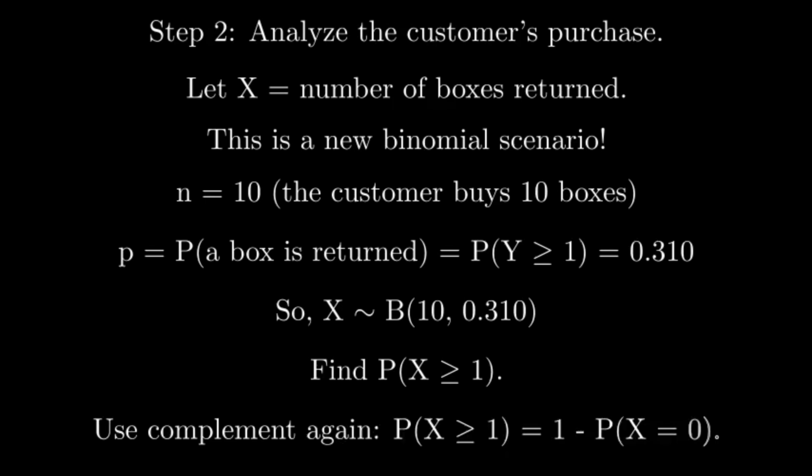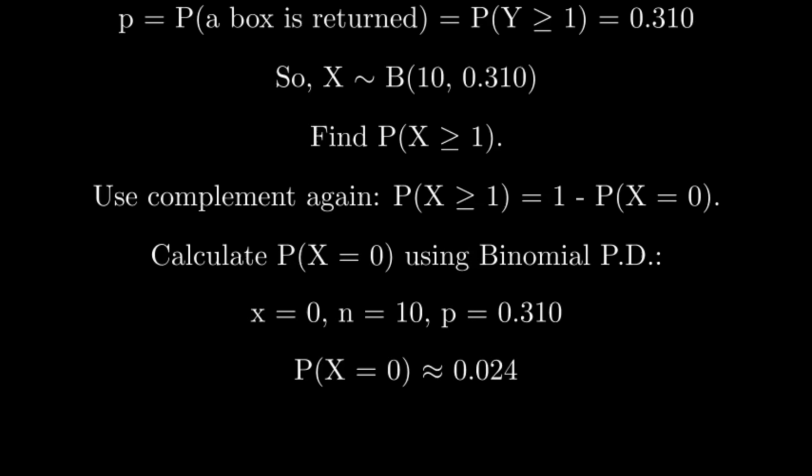And once again, the easiest way to find this is with the complement rule: 1 minus the probability of returning 0 boxes, P(X = 0). We use our binomial PD function for this new distribution. With x equals 0, n equals 10, and our new p of 0.310, the calculator gives P(X = 0) as approximately 0.024. So the final answer is 1 minus 0.024, which is 0.976. There's a 97.6% chance the customer returns at least one box.